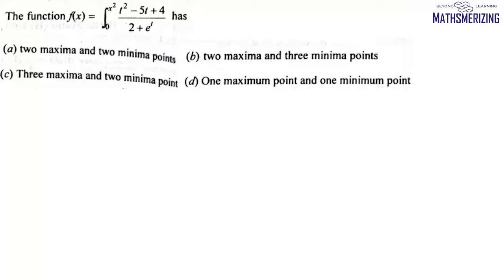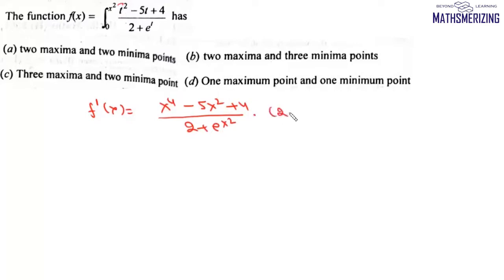Now here the question is, we are given this integral function and we need to find how many points of maxima and minima this function has. So what we'll do is we'll find f'(x). We'll use Leibniz rule. So in place of t, we'll put x square. So it'll be (x⁴ − 5x² + 4)/(2 + e^(x²)) into derivative of upper limit.